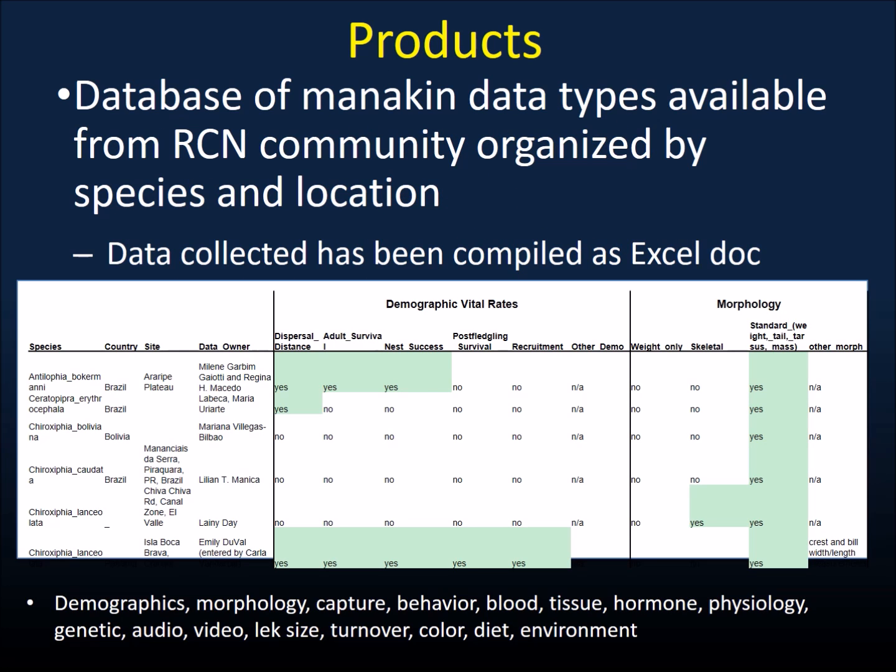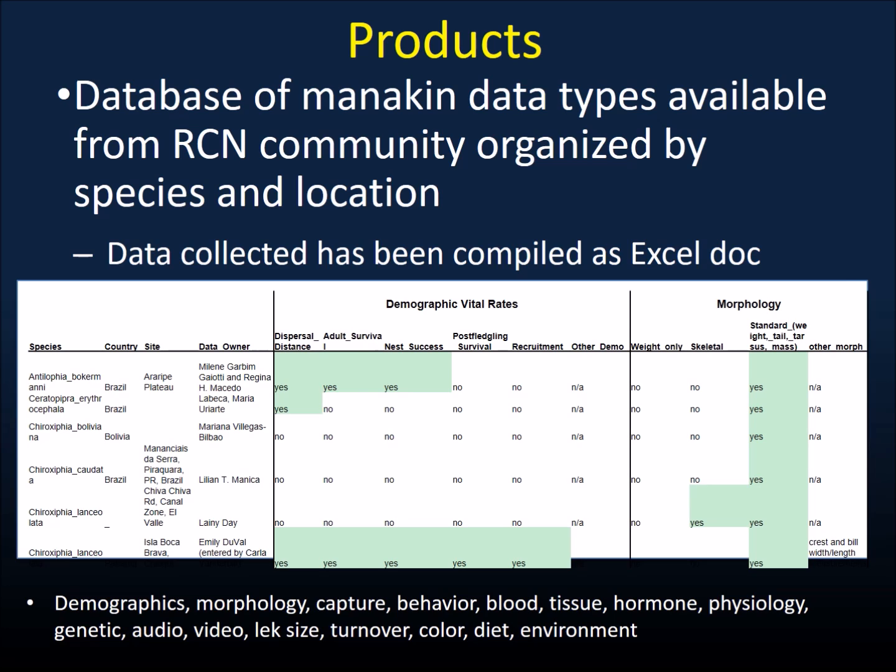The products of the Data Management Working Group include a database of Manakin data types that is available from the RCN community that has been organized by species and location. The data collected so far has been compiled as an Excel doc, and I've just pasted in a portion of this document below. You can see that the species, the country, and the data owner are all listed, and two of the data types used are the demographic vital rates and morphology.